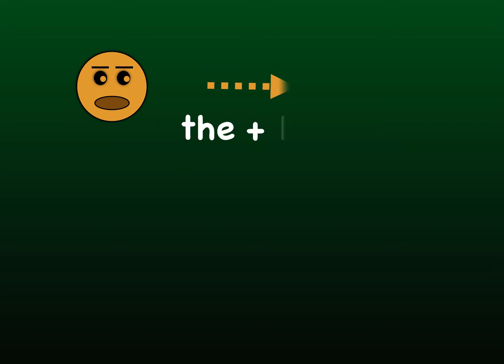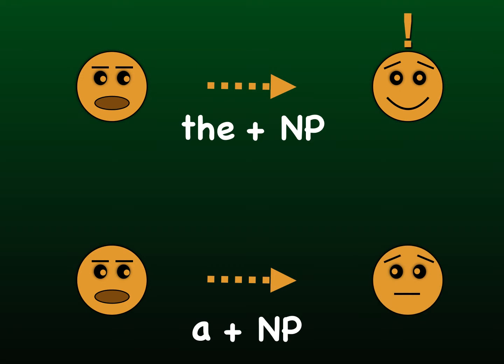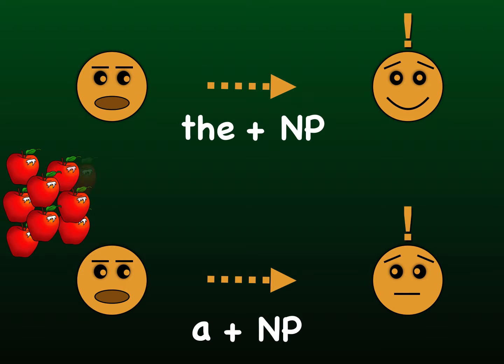Well, we know that when we use the, it's a signal to say, you know what I'm talking about. And first and most important, when we introduce new information to someone, a is a signal to say, you don't know about this. It's not something we both know about. I'm telling you something new. And it also may be used to refer to something as being one of many, such as, I want an apple.